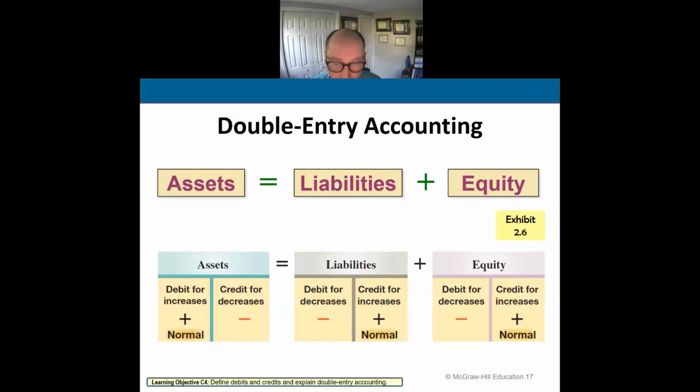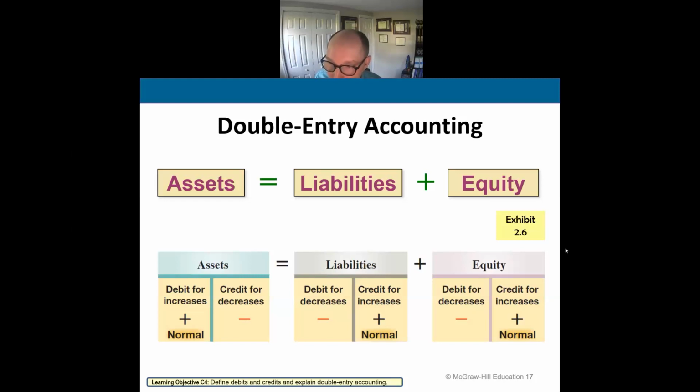Liabilities. To decrease a liability, we debit. To increase a liability, we credit. You see what happened, right? Once it reached the other side of the equal sign, the signs change. That's how assets always equals liabilities plus equity. Make sense?